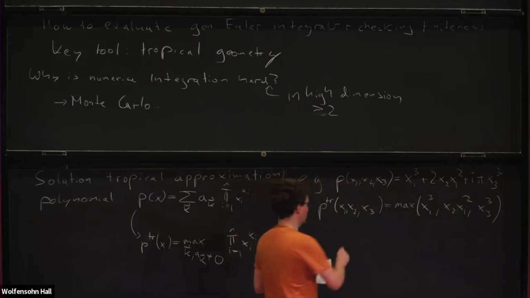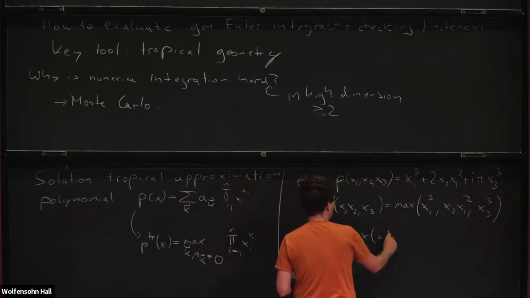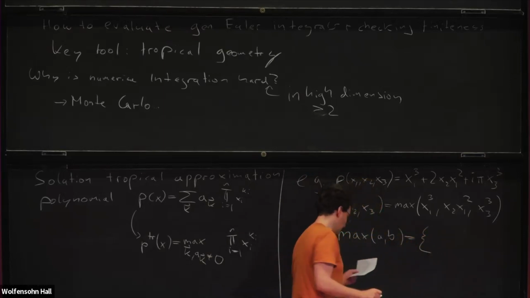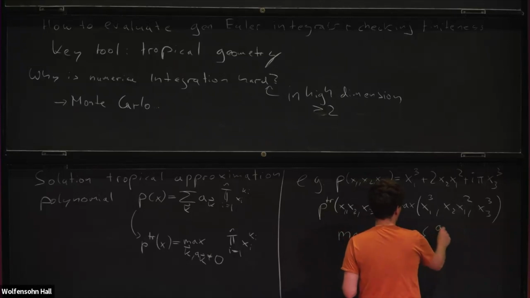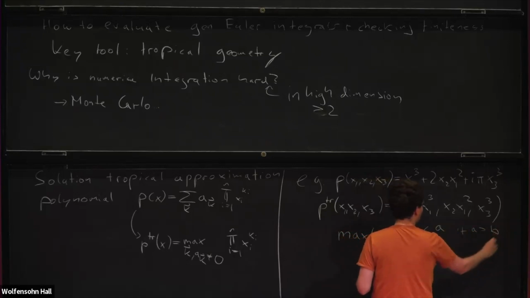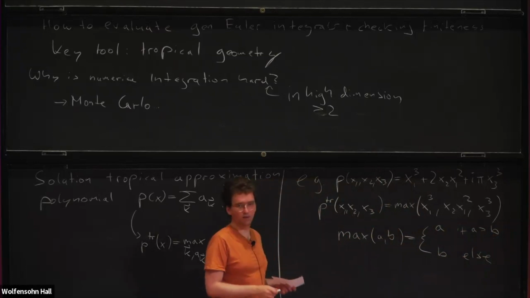And here, just to make clear, because there was some confusion, max of A, B is just a function that outputs A if A is larger than B, and B else. So it's a piecewise linear function.